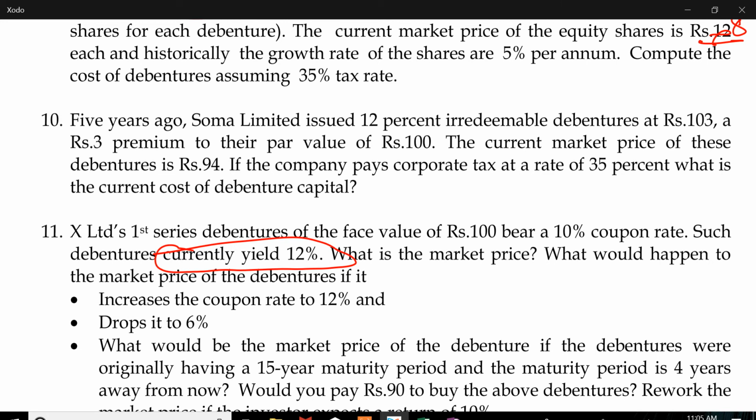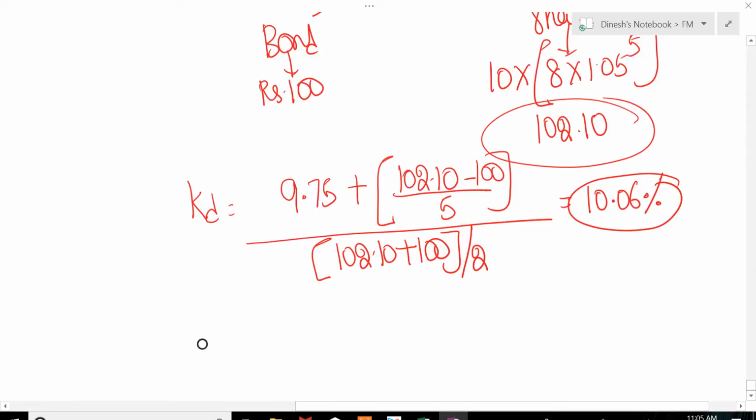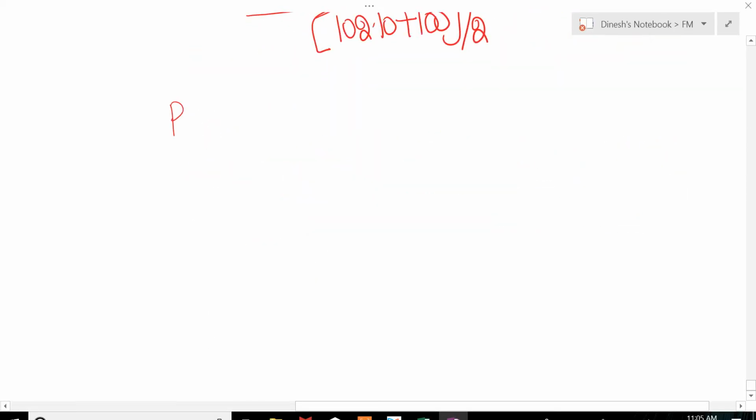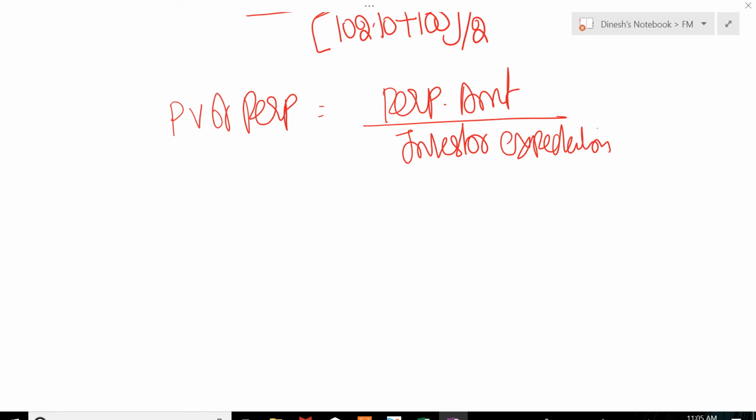Now write. Present value of perpetuity equals perpetuity amount divided by investor expectation. Investor expectation is nothing but the interest rate, as we call it. Perpetuity amount by investor expectation.